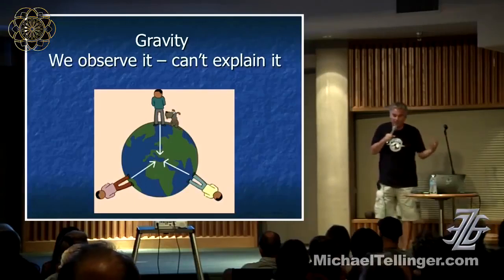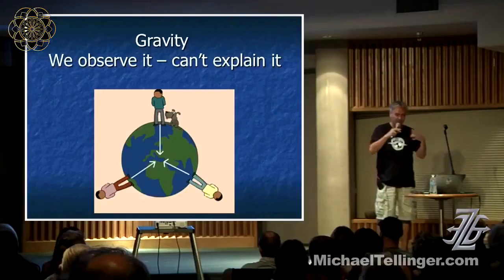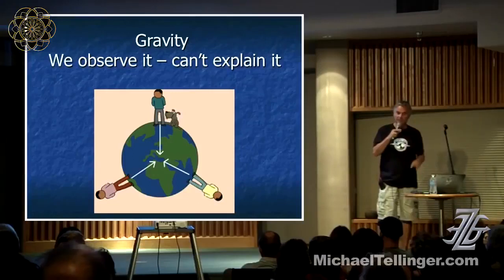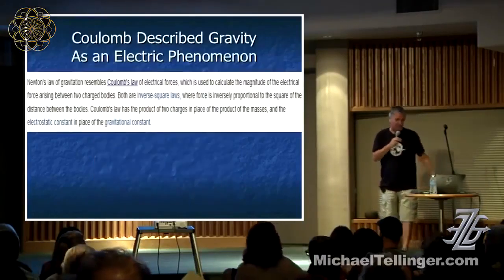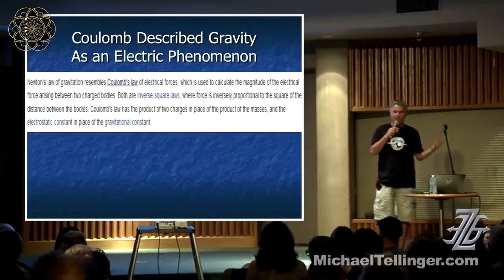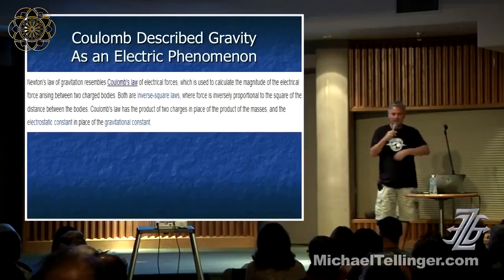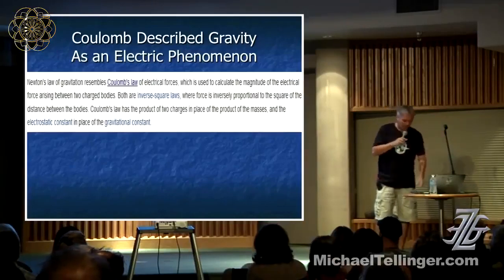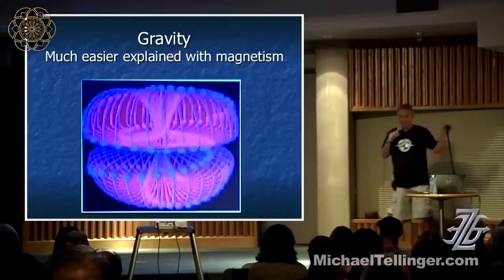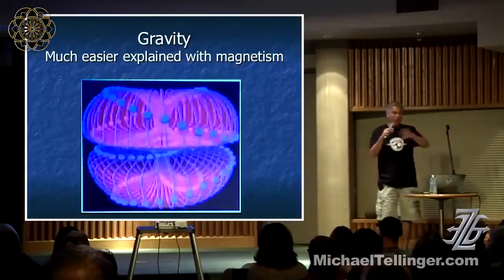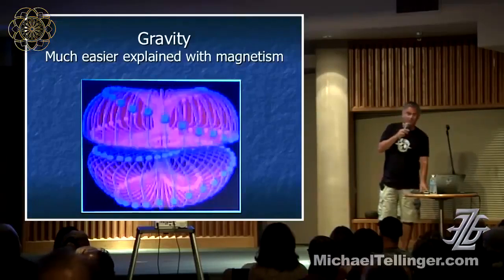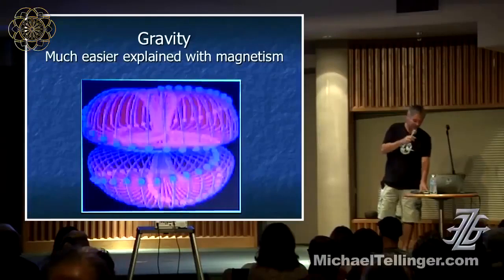We observe it, we can't explain it. It's called gravity. It just holds everything together. And it's there to support some very, very important philosophies that have been shoved down our throats about the world that we find ourselves in. In fact, Coulomb describes gravity as an electric phenomenon. And it's very eloquently explained and very easily explains all the activities around us, especially supporting the whole toroidal structure of our reality. Gravity is much easier explained, and all aspects of our reality are explained, through magnetism, and not through this invisible, undefinable thing called gravity.